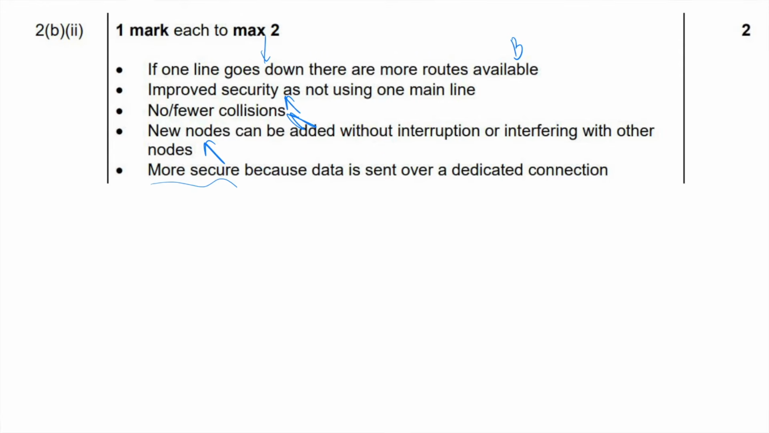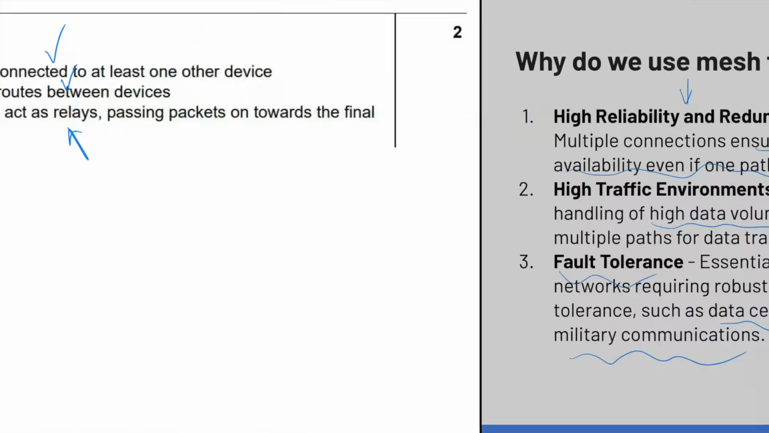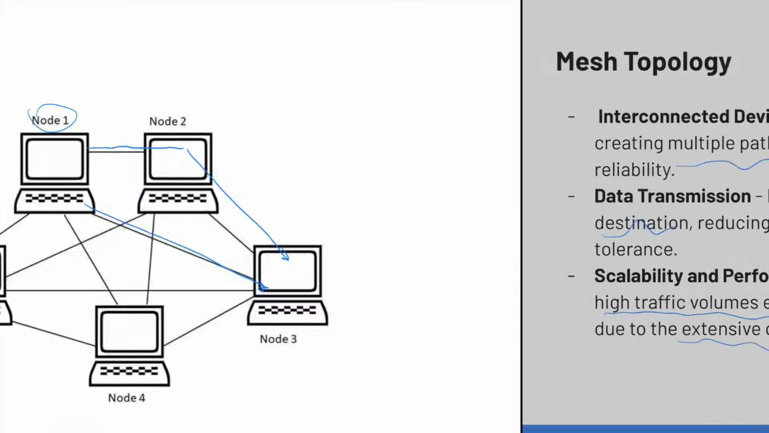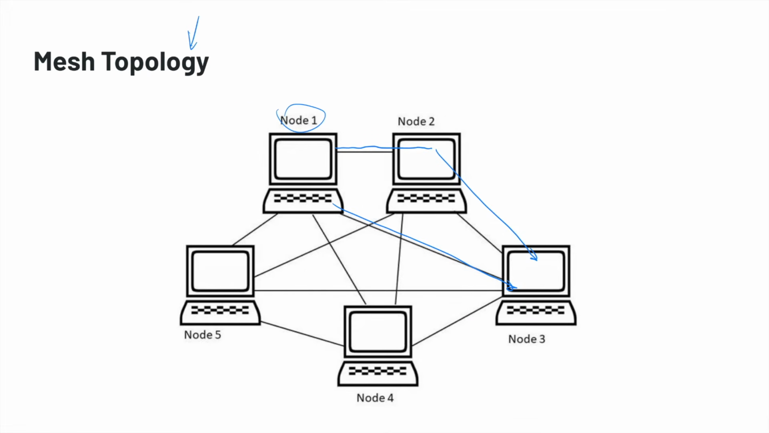More secure because data is sent over a dedicated connection. So this kind of goes back to the reason why mesh networks are better at security than bus networks. We have the potential for a dedicated connection between two devices. So if you go right back here, again, we do have different routes, but also the idea is that we'd have dedicated connections between two devices. So we're not always necessarily going to be passing through other devices in order to get there. So that is some security in and of itself.